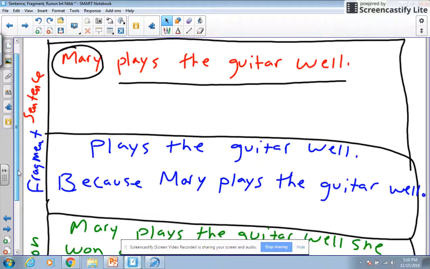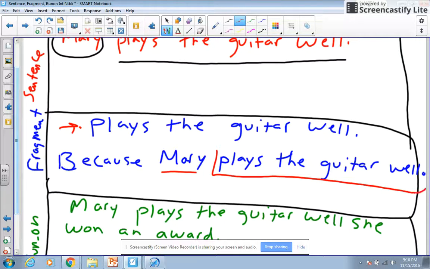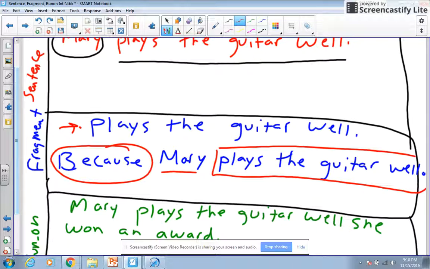Let's take a look at our sentence fragments here. Our first example: plays the guitar well. If you take a look at this example, notice how this example does not have a subject. So this is a fragment. There's no subject. The second sentence, we do have a subject, Mary, and we do also have a predicate. The problem is we have this because here, and this because is one of those subordinate conjunctions. So this makes it a dependent clause. This sentence would depend on another sentence in order to work. So that's why it's a fragment.